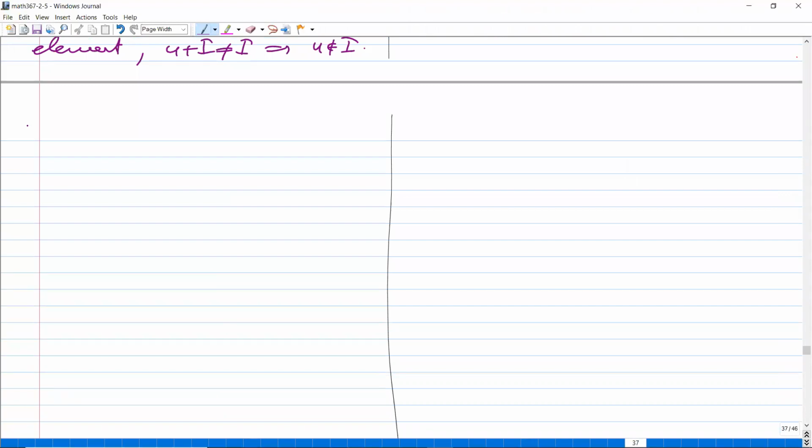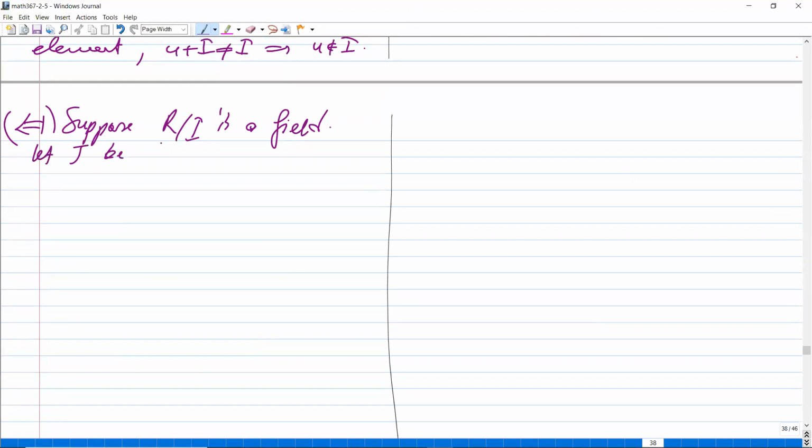Next, conversely, suppose that R over I is a field, and we will show that I is a maximal ideal. So let J be an ideal of R containing I and inside R. We will show that J is equal to I or J is equal to R.